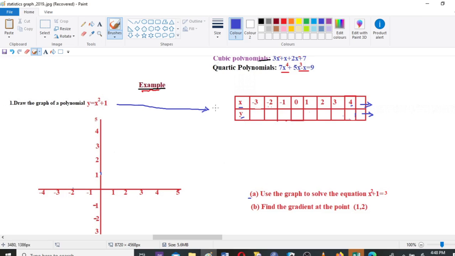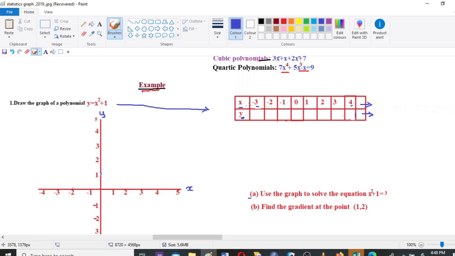So for this one, to graph this polynomial on our x-y plane, remember this is our y and this is our x axis. We choose our x variables. In this case, I've chosen from -3 to +4 as my x variables, and then my y variables, that is here, I'll be finding using the polynomial that I'm given.